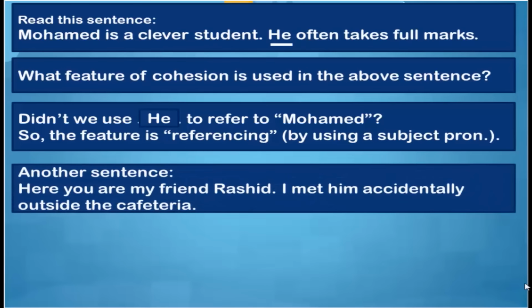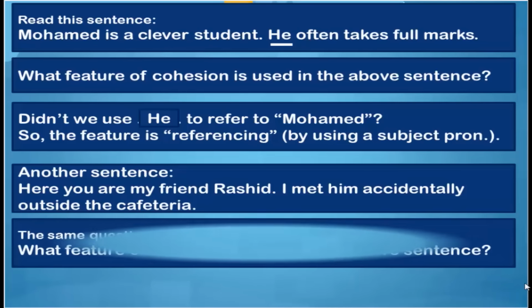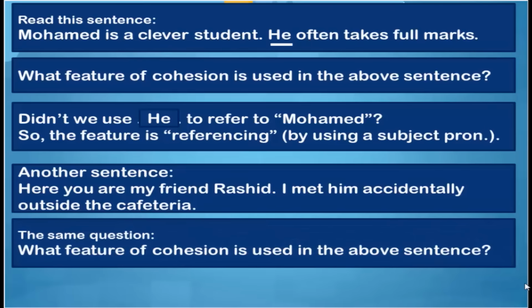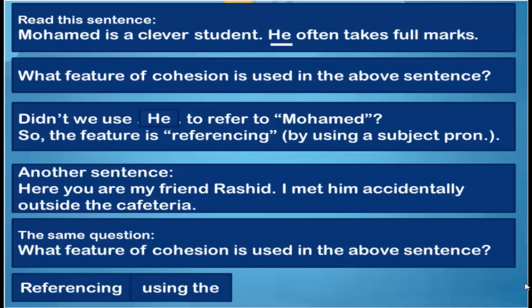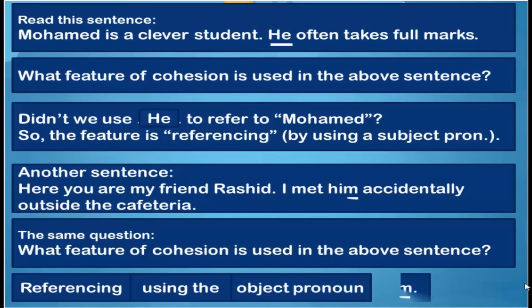Another sentence. If somebody is talking to another, is introducing his friend to another. Here you are, my friend Rashid. I met him accidentally outside the cafeteria. The same question. What feature of cohesion is used in the above sentence? Referencing. Very good. By using what kind of pronoun? Object pronoun. What is it exactly? Him. That's very good.